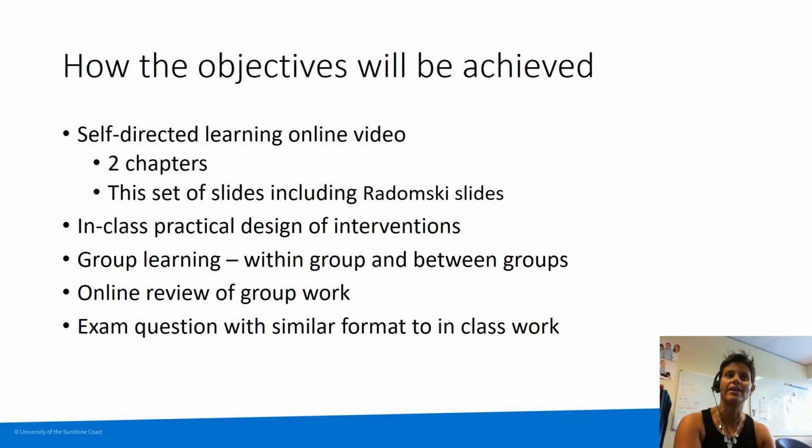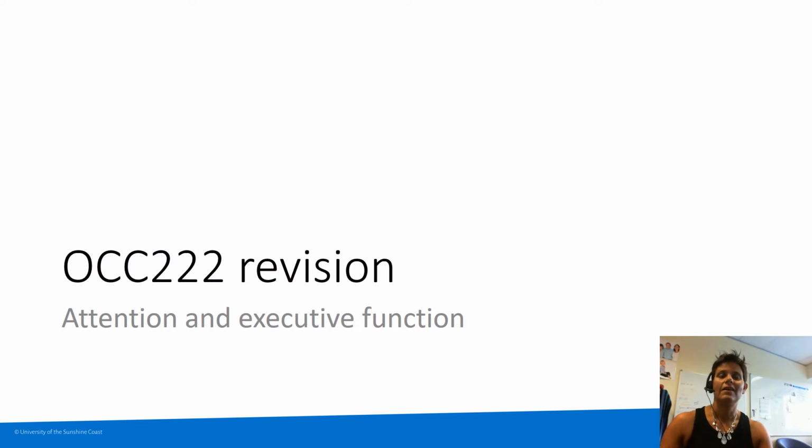In class, we're going to practically design some interventions, and try and put together some ideas of what this could look like in practice. This will involve group learning within our groups at tables and between groups, and then hopefully there'll be some review of the group work. Whatever we discuss here, there'll be a similar type of question in the final exam. So it's a really good idea to pay attention this week. I've also provided in the slides a variety of the OCC311 slides about memory and executive function, and I advise that you have a look at them as well.